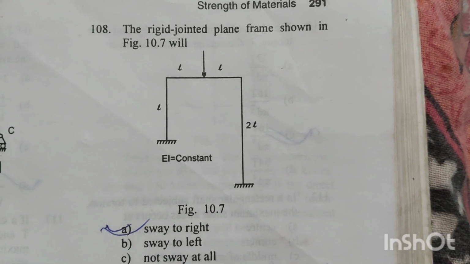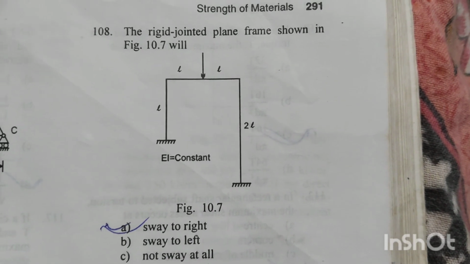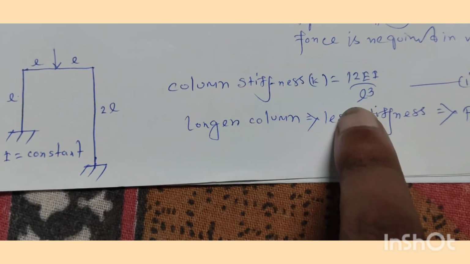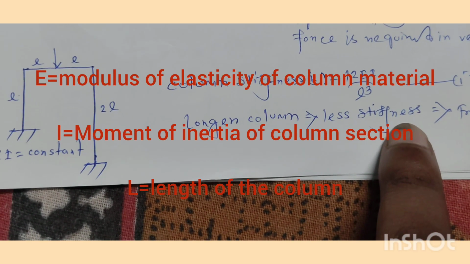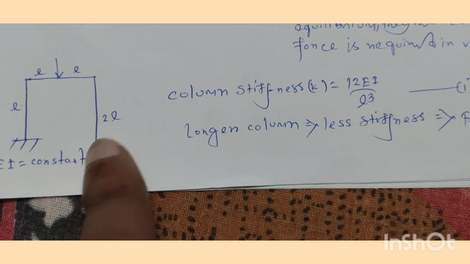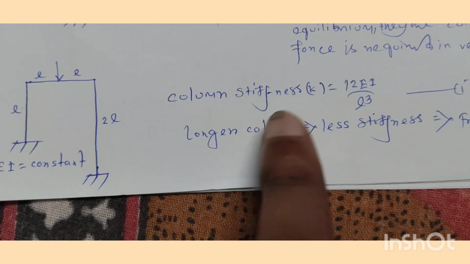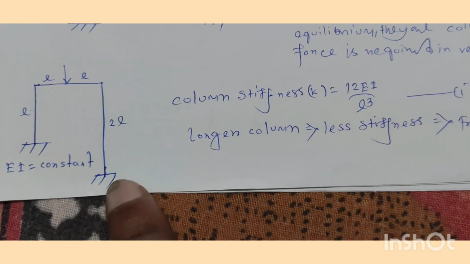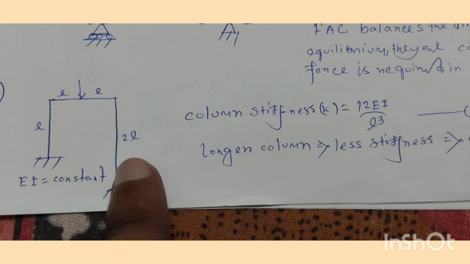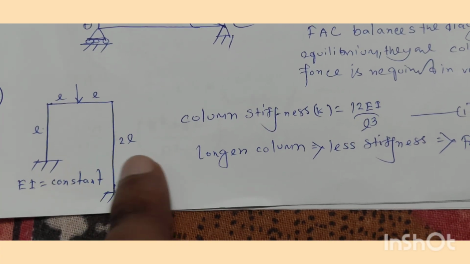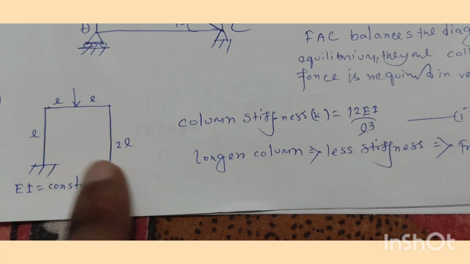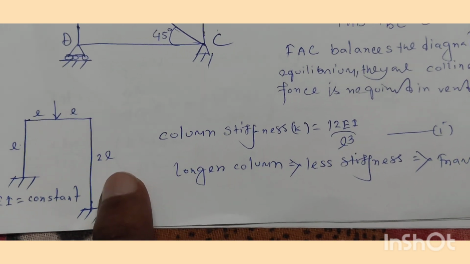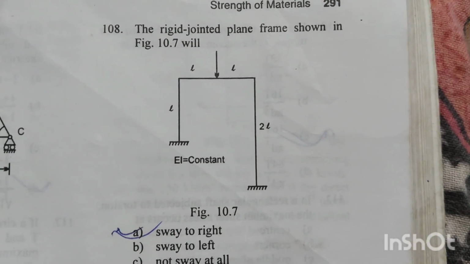Question number 108. The rigid jointed plane frame shown in figure 10.7. We know the formula for column stiffness K equals 12EI by L cube. This is our fundamental equation. So if the column is long, the stiffness will be less. So for this column the stiffness will be less. As the stiffness is less, the frame will move to that side and sway will take place to the right side. Sway to the right. Option A is the right answer.